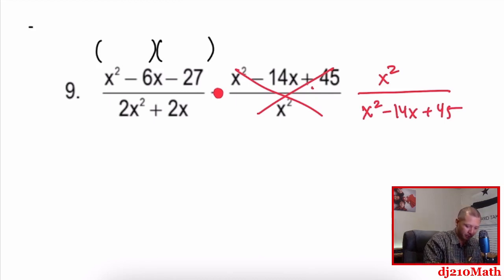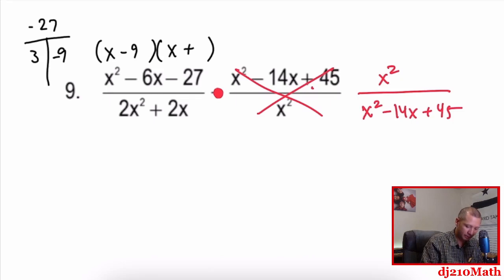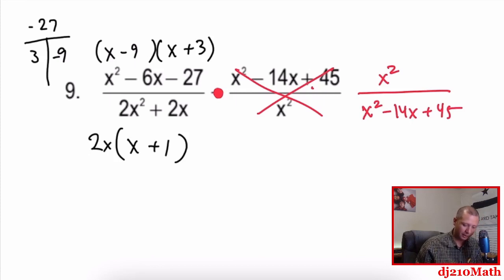So two numbers that make negative 27 that add up to 6, 3 and 9. Needs to be negative. So one of them needs to be negative 6. So that means the big one needs to be negative. So x minus 9, x plus 3. Bottom left, we can pull out a 2x, leaving behind an x plus 1. Top right, x squared. Can't do nothing there.